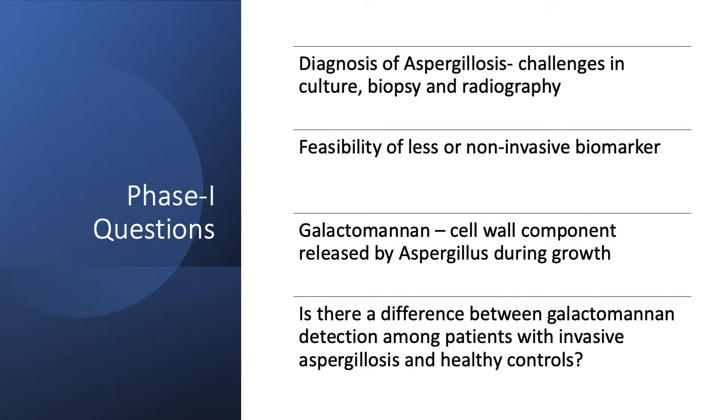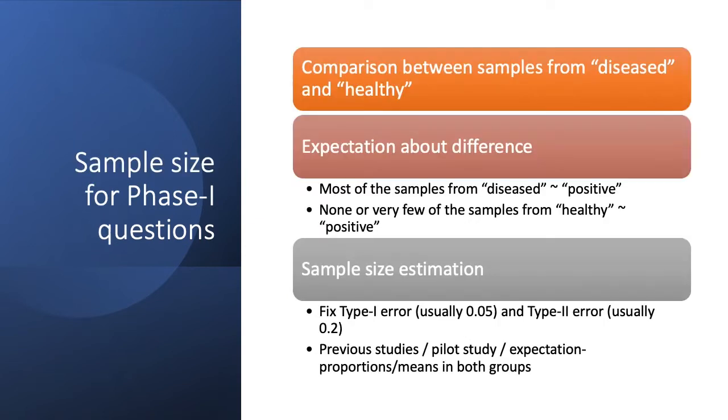So we have to design a study in which we will test serum samples from patients with invasive aspergillosis and patients without invasive aspergillosis or healthy controls. What do we expect from results of such a study? Our expectation is most of the samples from diseased should show presence of biomarker or higher levels of biomarker, and none or very few of the samples from healthy should show presence of biomarker or higher levels of biomarker.